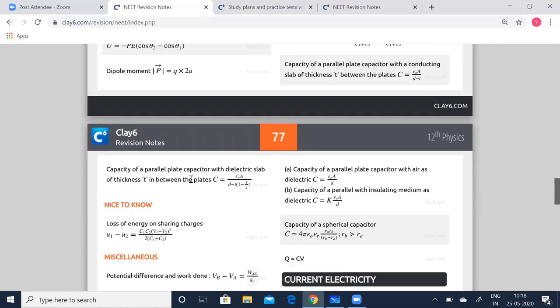Capacitance of a parallel plate capacitor with a dielectric slab. Dielectric is an insulating material, you all know that. It can be either mica, oil or any medium, even paper, of thickness T in between the plates. C is equal to epsilon 0 A divided by D minus T times 1 minus 1 by K. So remember, if it is just the conducting slab, you can apply the previous one. And if there is a dielectric slab, you can apply this one.